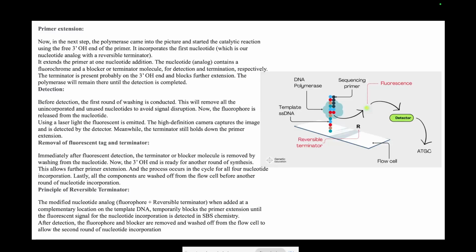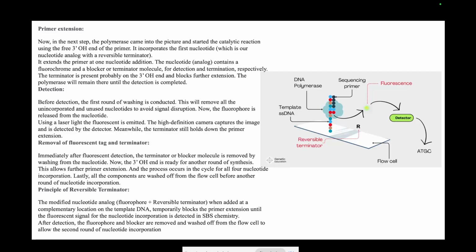Because in earlier Sanger technologies, what we used is a ddNTP where you do not have this 3' hydroxyl group present. It will be deoxidized to a double bonded oxygen. The hydrogen will be removed. So, if you can somehow free up this 3' hydroxyl, this will allow for further primer extension. And the process will occur in a cycle for all four nucleotide incorporations. And lastly, all components are then washed off from the flow cell before another round of nucleotide incorporation, right?